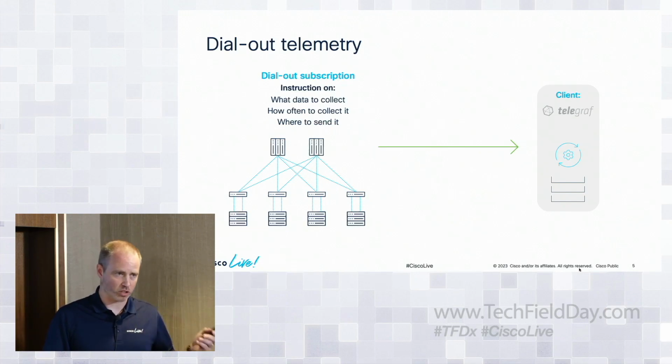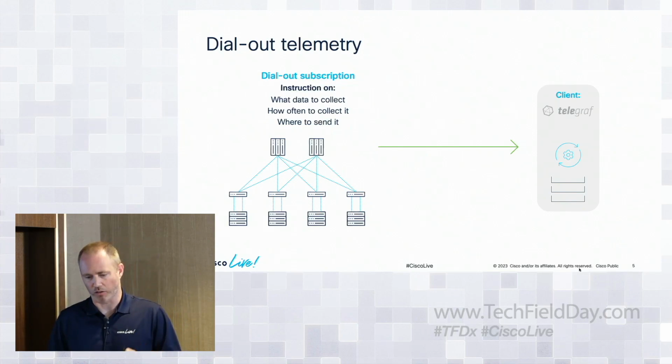In this situation, it's Telegraf. It could be a homegrown solution. We support gRPC, HTTP, and UDP for this, but we do see the most adoption with gRPC, with GPB, just from an efficiency on the wire standpoint. It is more efficient than other transports and formats.